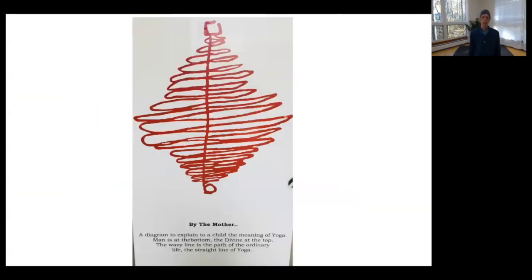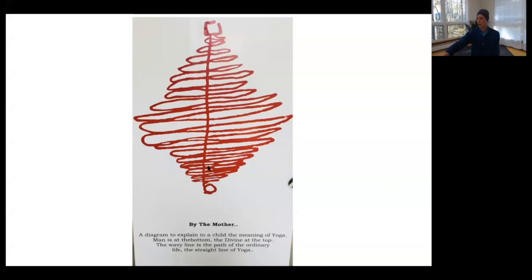This is it. This is a drawing done by the Mother, who was the inspiration for the city of Auroville. And you'll learn much more about her. I won't say much more about her right now, but this is a diagram that she drew for a child. And all these lines, back and forth, back and forth. This is evolution. This is where we're all going. This is the path of yoga, the straight path. So the path of yoga is the intentional decision to go straight to the goal.